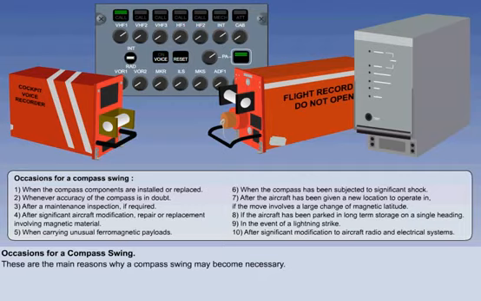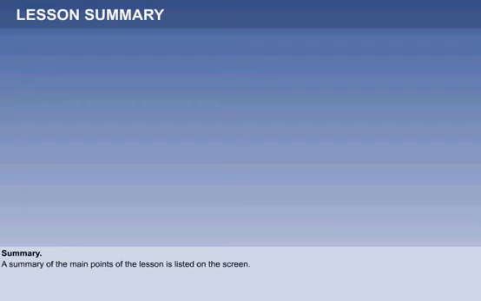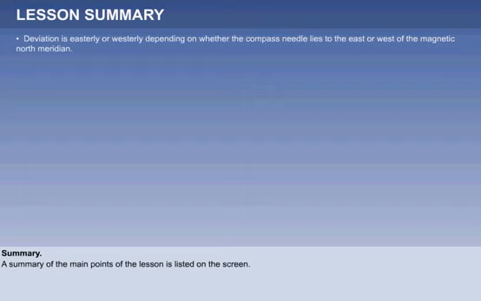This concludes the lesson on aircraft magnetism. A summary of the main points follows. A summary of the main points of the lesson is: deviation is classed as easterly or westerly, depending on whether the compass needle lies to the east or west of the magnetic north meridian. The resulting direction in which the magnetic compass points is known as compass north.